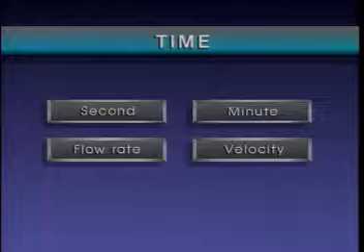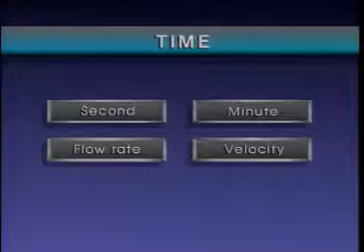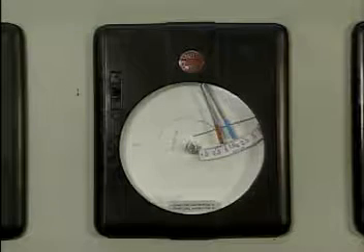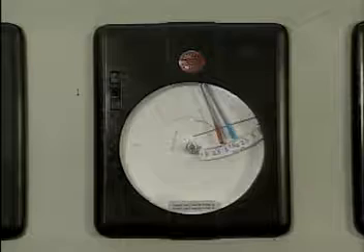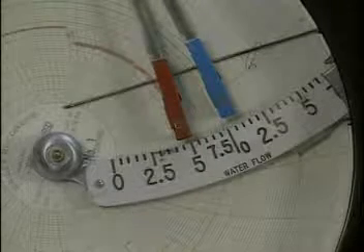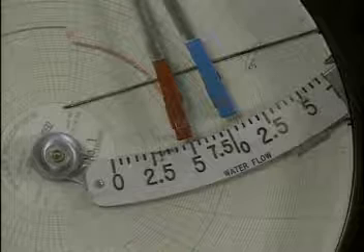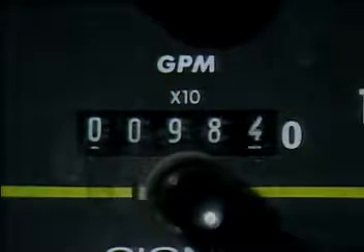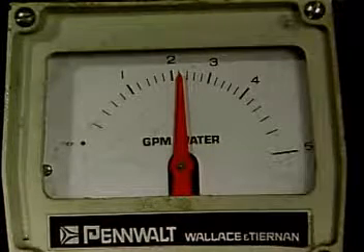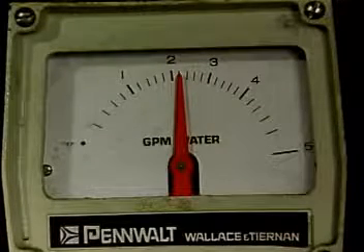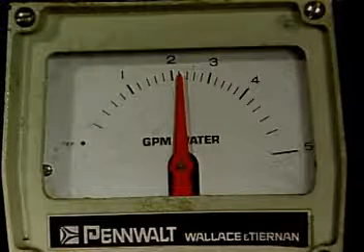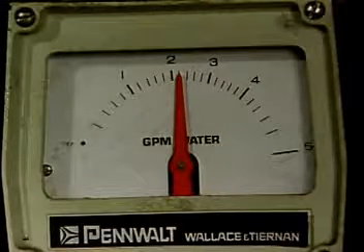Although the second and the minute are 2 units of time that you're most familiar with, flow rate and velocity are both derived from units of time. Flow rate can be measured in units derived from a combination of a unit of volume and a unit of time. Flow rates are used to measure the amount of fluid passing a particular point over a period of time. A typical unit of flow rate is gallons per minute, or GPM. For instance, this flow meter is indicating approximately 2.2 GPM. In other words, there are 2.2 gallons of water passing this point in the system every minute.